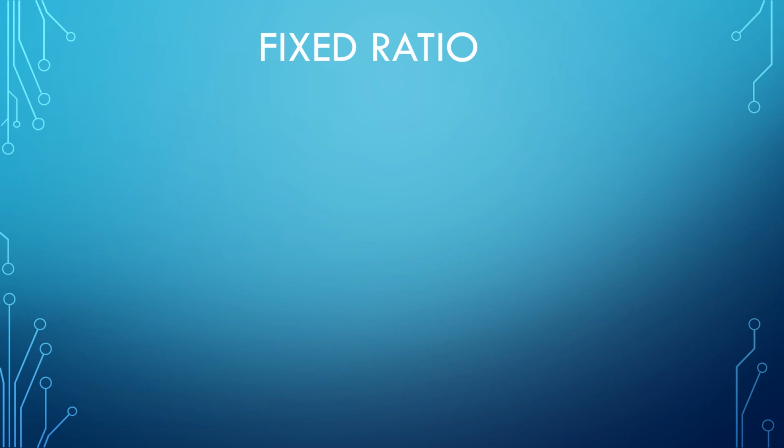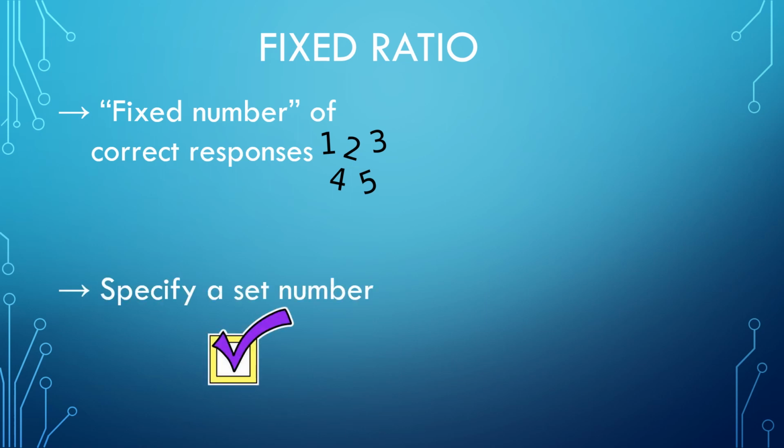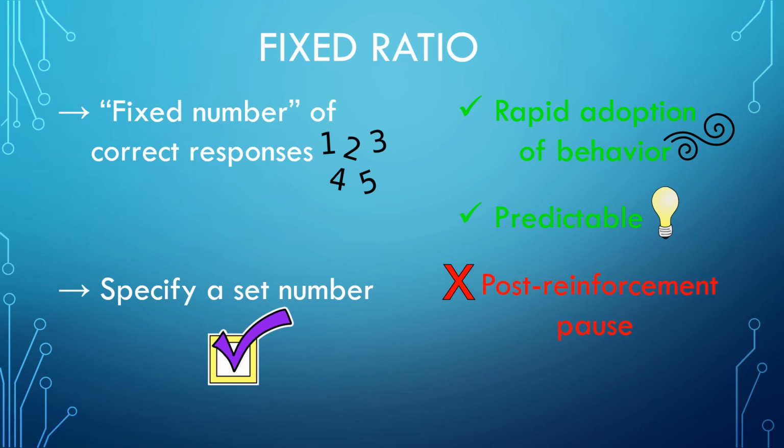First, we have the fixed ratio schedule. In a fixed ratio schedule, delivery of reinforcement occurs after a specific or fixed number of correct responses. There is no restriction to the number in a fixed ratio schedule. However, the quantity must be specified. Advantages of FR schedules include quick acquisition of the behavior and predictability, while on the contrary, be mindful of potential post-reinforcement pauses.